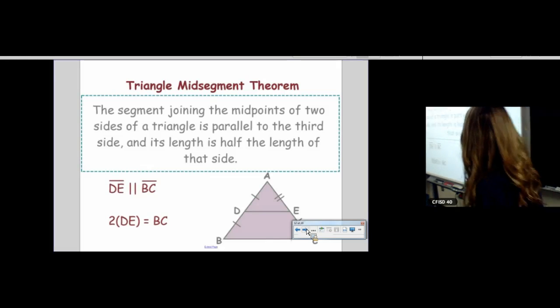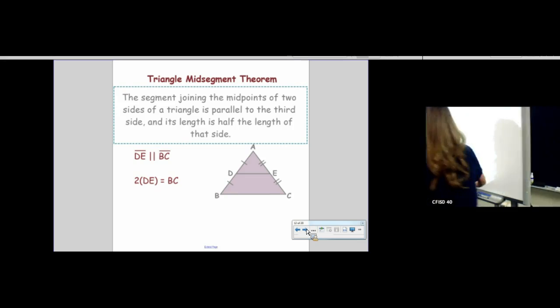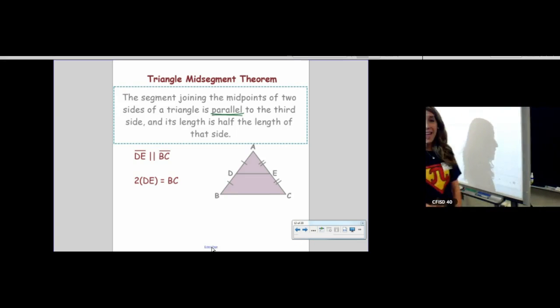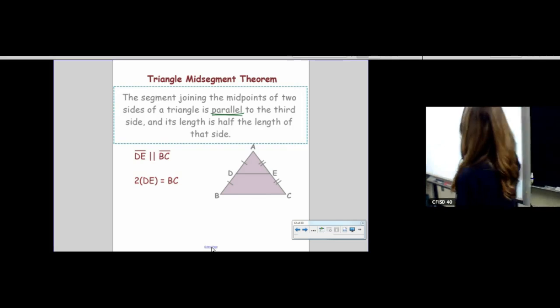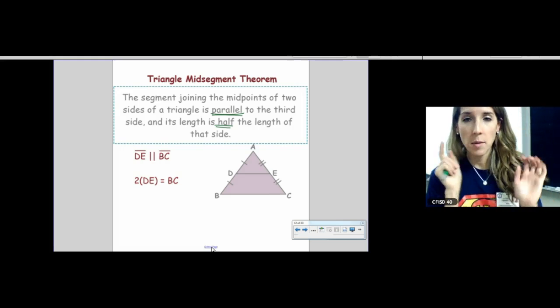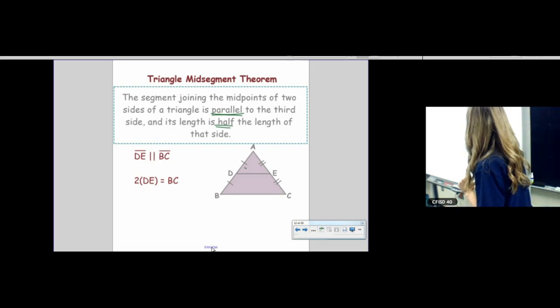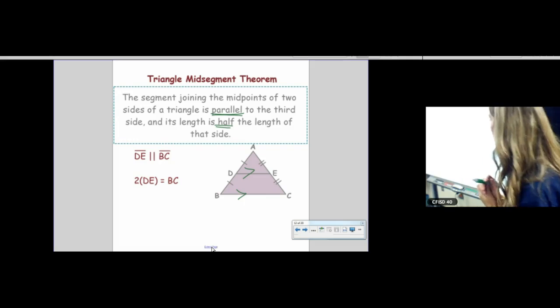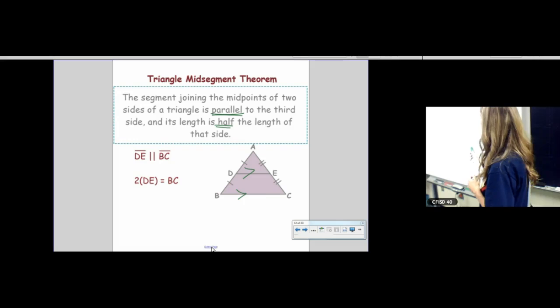So here is the triangle midsegment theorem. The segment joining the midpoints of two sides of a triangle is, this is what I couldn't say earlier, parallel to the third side, and its length is half the length of that side. So 2 jobs that a midsegment has to do. Number 1, it's always parallel to the third side. So DE always has the same slope as BC, always parallel. And if I double the length of DE, I will have the length of BC.